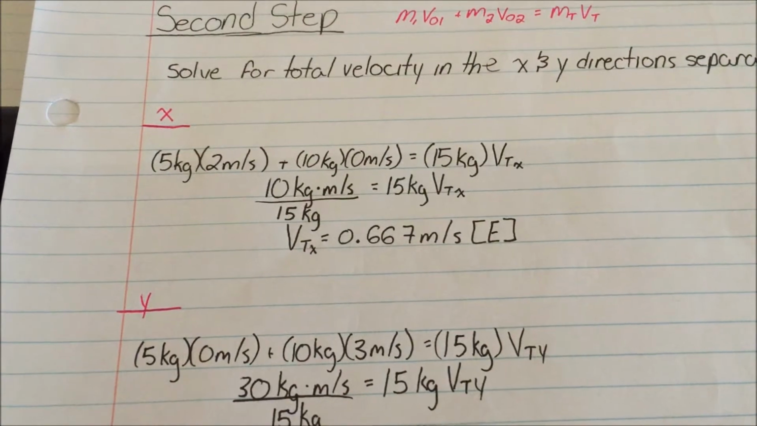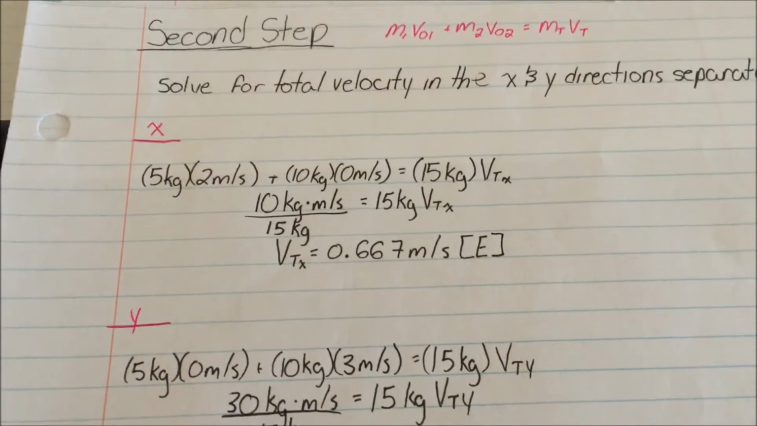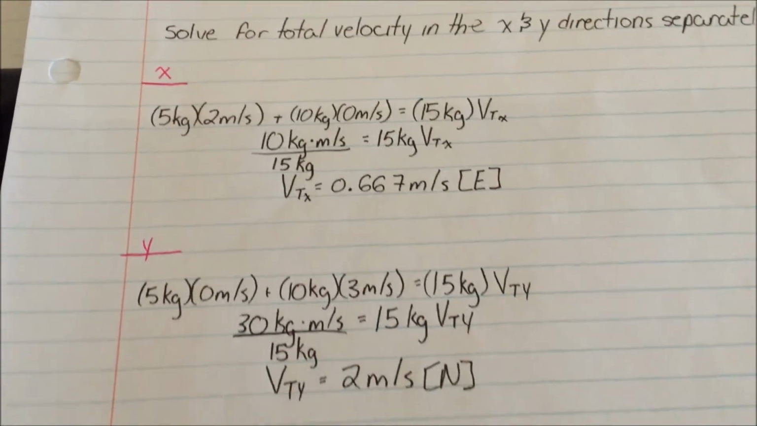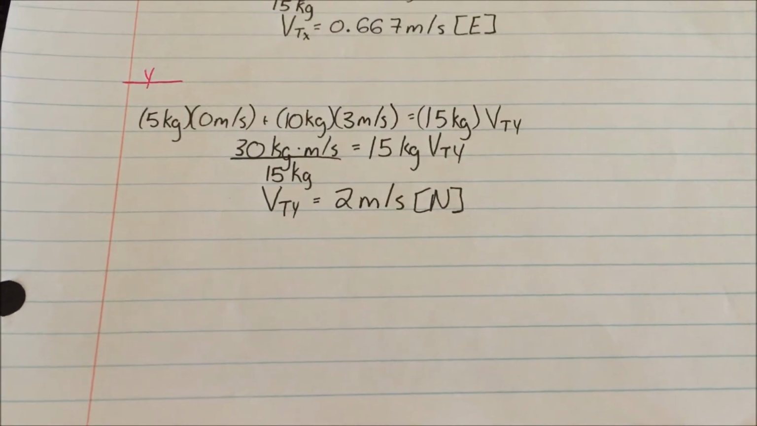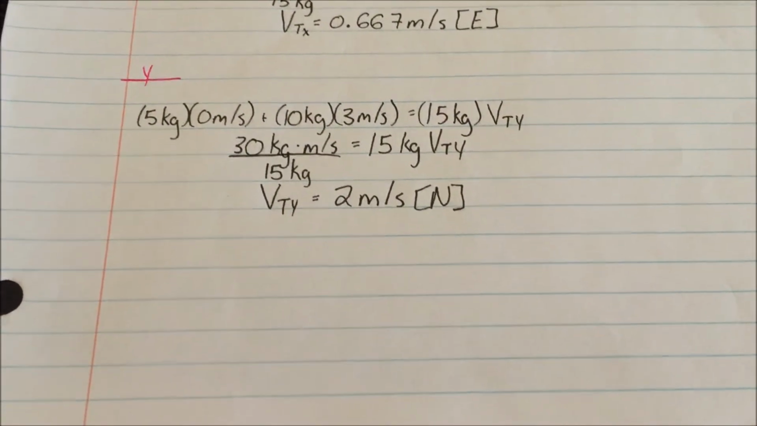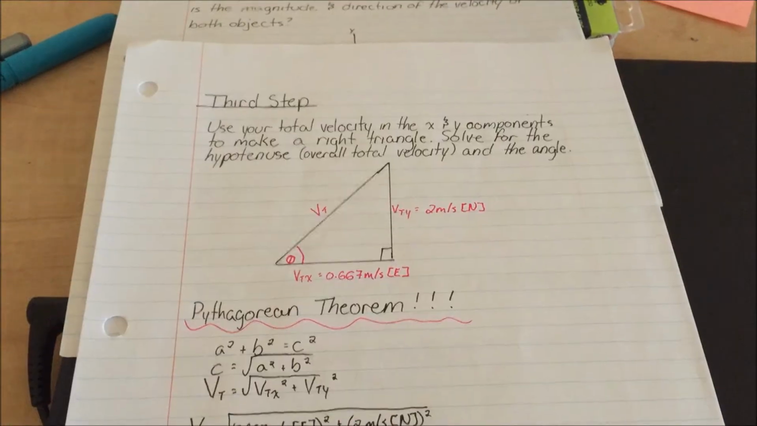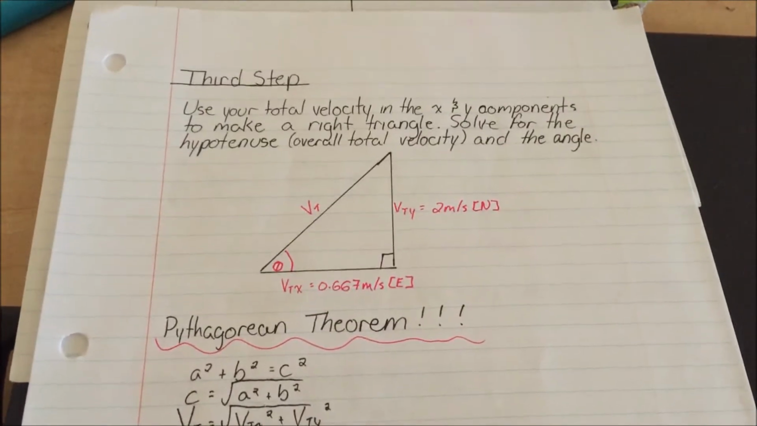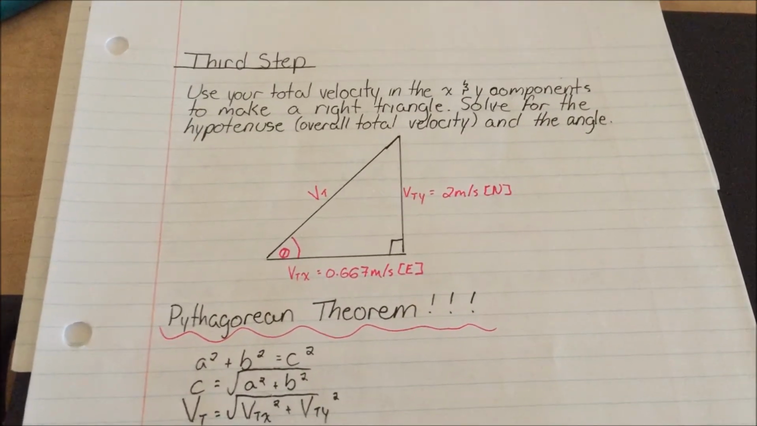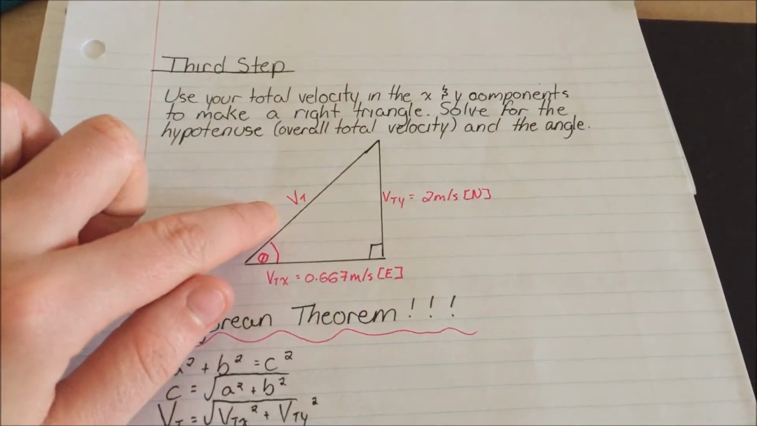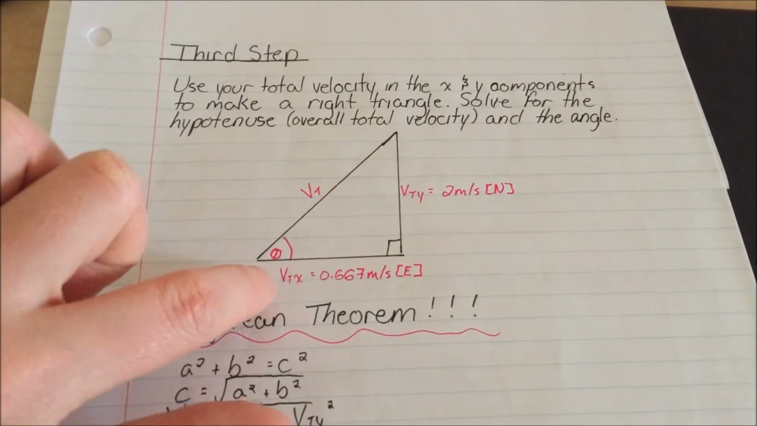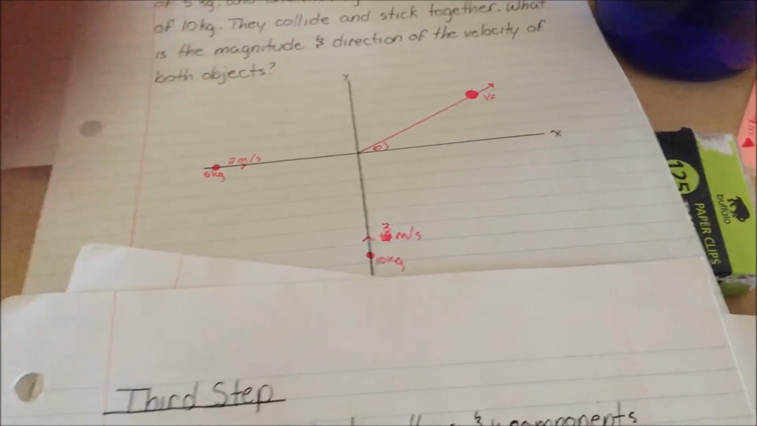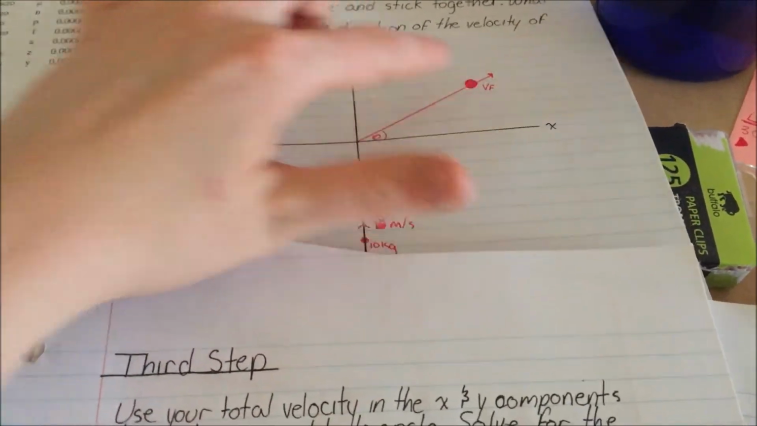When you solve for your total velocity in the x direction, you get 0.667 meters per second east. Now when you solve for your total velocity in the y direction, you get 2 meters per second north. Now that you have your x and y components of your total velocities, you can use these to make a right triangle and solve for your hypotenuse, which is your overall total velocity. And you can solve for the angle at which the objects have moved off in the direction in your diagram. You can solve for this angle and this velocity.